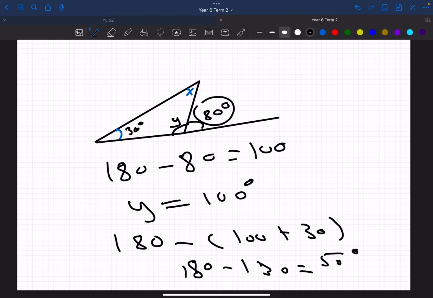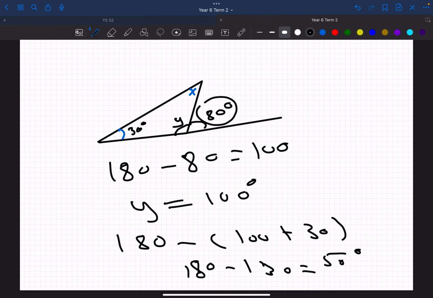Back to before, the one before. If I add them up, 50 plus 50 plus 30 is 80, 80, and 180, 180. This is it. This is for calculating angles.